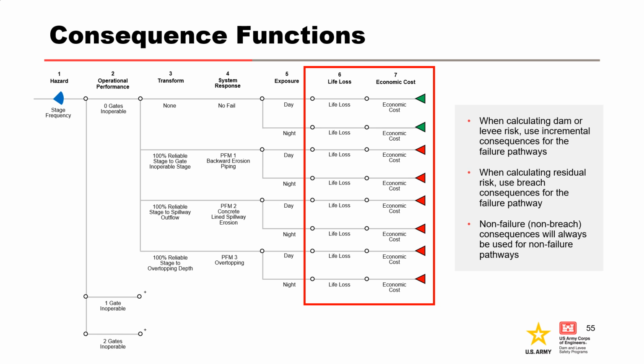Last, we have the consequence functions: breach and non-breach life loss, and economic cost. Just like system response probabilities, consequences can be a function of peak stage or discharge. When calculating dam or levee risk, use incremental consequences for the failure pathways. When calculating residual risk, use breach consequences for the failure pathways. Non-breach consequences will always be used for non-failure pathways.